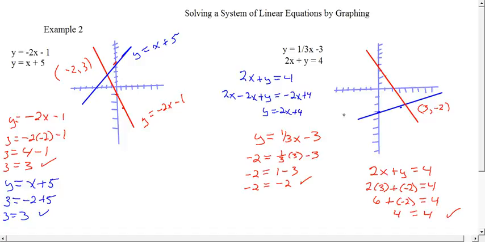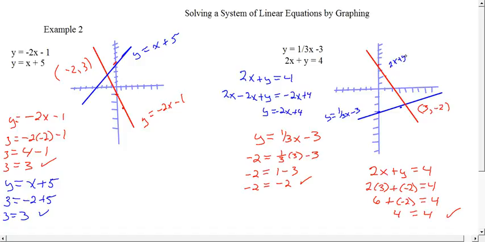So we'll take the first one, and it gives us a negative 3. Let's go ahead and graph this first one. Here's our negative 3. This is our first equation, which is y is equal to 1/3 x minus 3. We use the first negative 3, and then we went up 1 over 3.